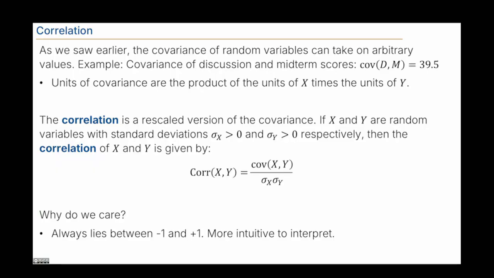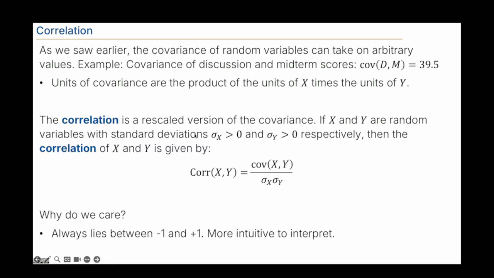So correlation is a rescaled version of the covariance. The idea is that we have 2 random variables like your midterm score and your discussion score, and they have some standard deviations that are positive, so they're not 0. Then the correlation is going to be given by the covariance divided by the product of those standard deviations. And the reason we'll care about that is that it will always lie between -1 and 1. It's more intuitive to interpret. We're not bound to the scale of how big midterm scores are and how big discussion section scores are.